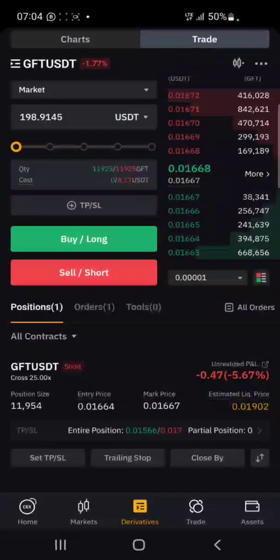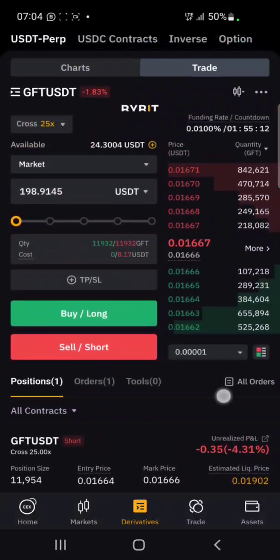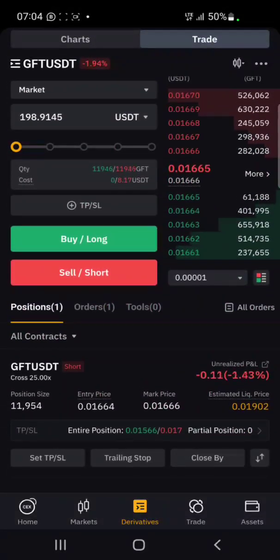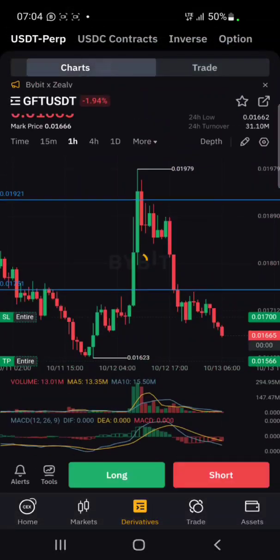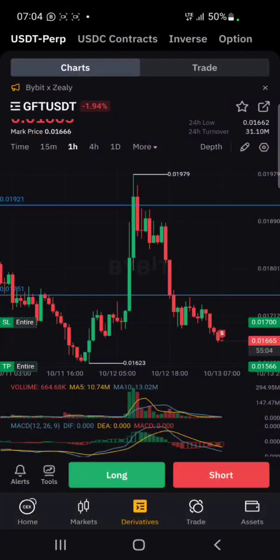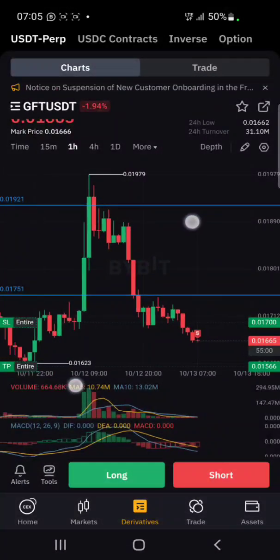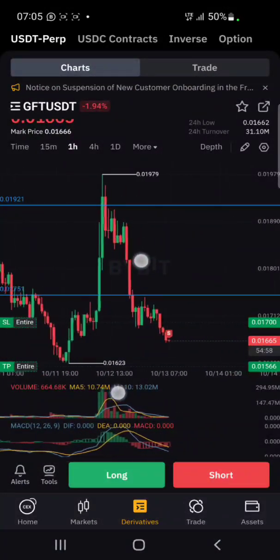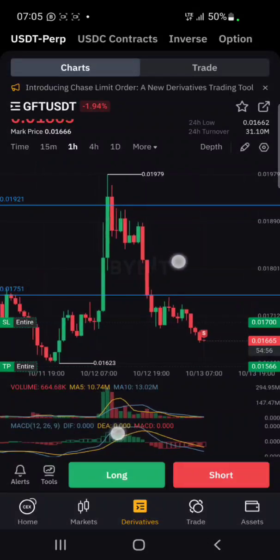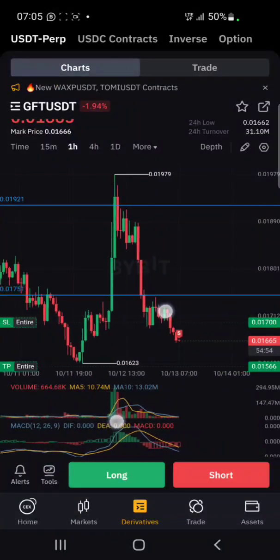So I will leave this signal, since it is still valid. I'll leave it to move as it wants to move. Then, you know I'll be holding some classes soon to teach how to place a trade.